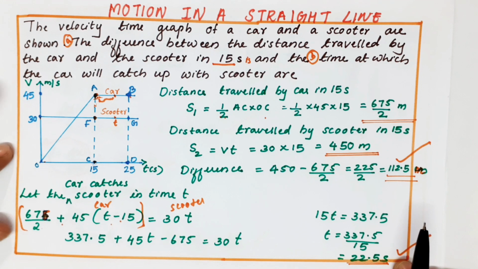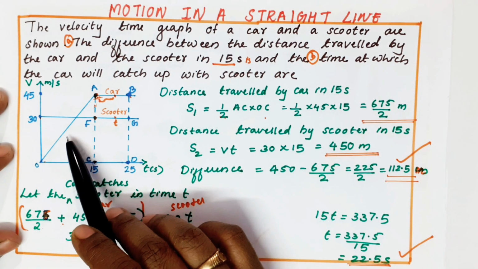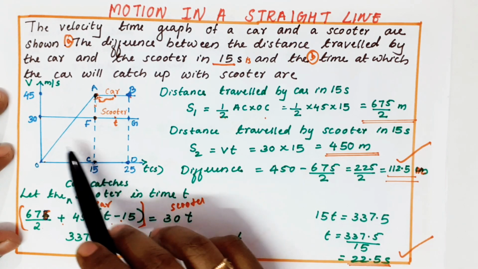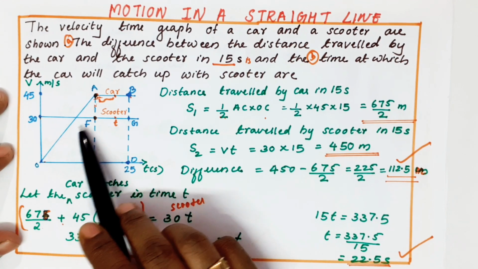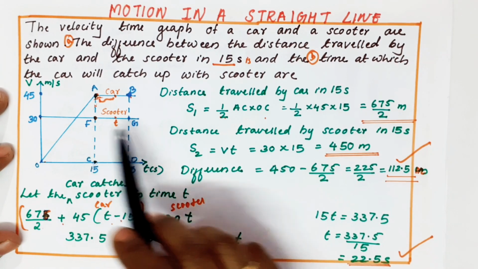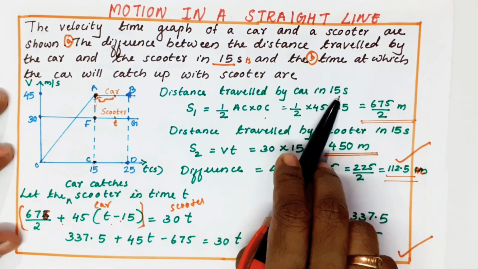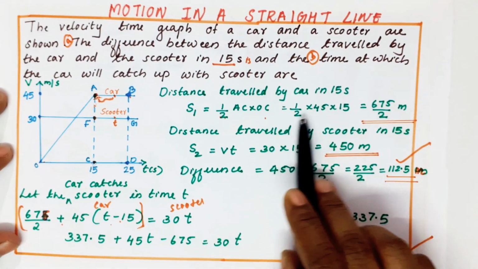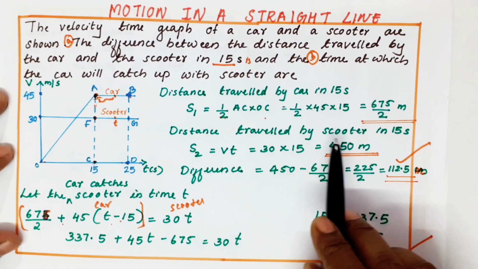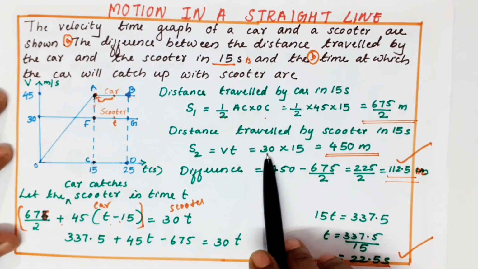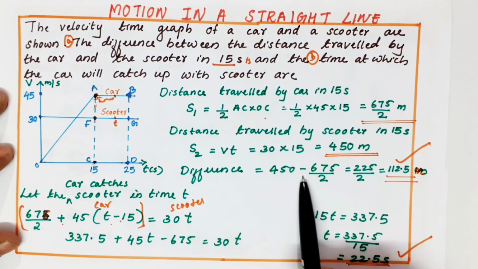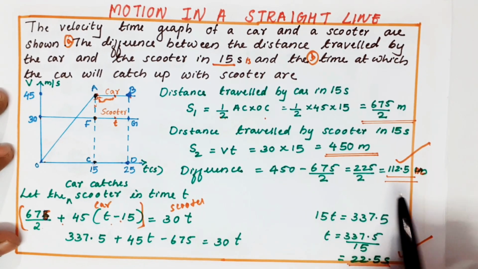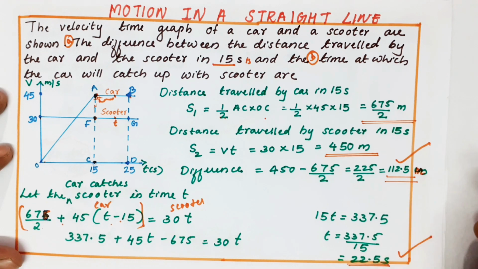The area of a velocity time graph gives distance or displacement. So I am going to calculate the area under the graph. That means for the car it is a triangle, and for the scooter it is a rectangle. So the distance traveled by the car in 15 seconds is a triangle, half into base into height. Distance traveled by the scooter is a straight line, so 30 into 15, that is 450 meter. I need to find the difference, that is 450 minus 675 by 2. I got an answer as 11.2.